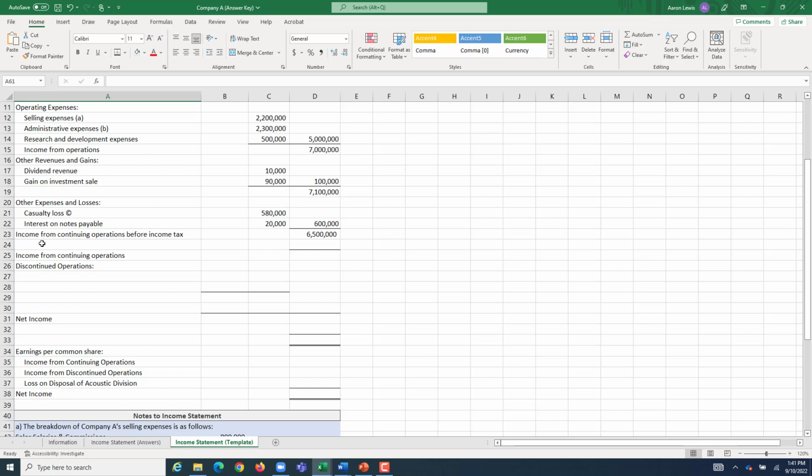Back to where we were, moving our way down the income statement, we were at income from continuing operations before income tax. And the line that we have filled in underneath is income from continuing operations. Well, if we have before income tax and it doesn't say anything here about tax, what do you think we have to subtract? Our income tax expense.